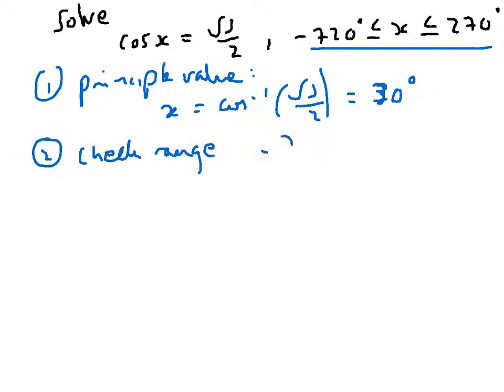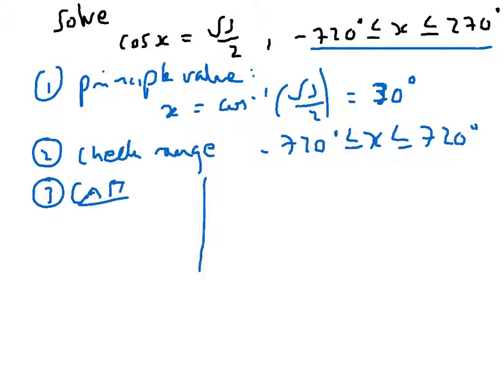Step 2, so it's between minus 720 and 720. So we're going to need the period, aren't we? Step 3, cast. Always cast. All silly Tom cats. 30 degrees falls in this all. Cos is positive. Where else is cos positive? Well, it's in this quadrant.